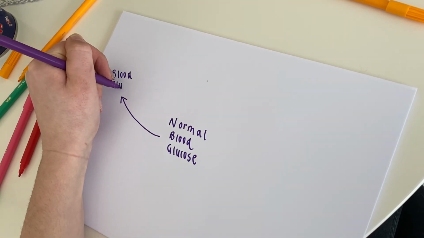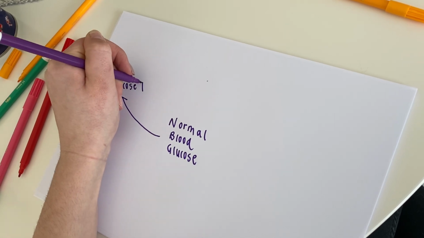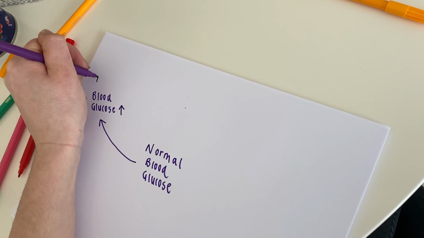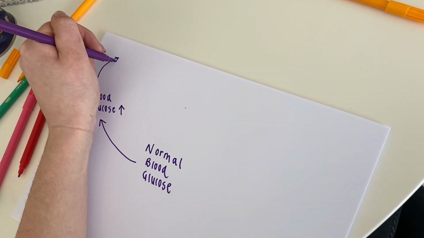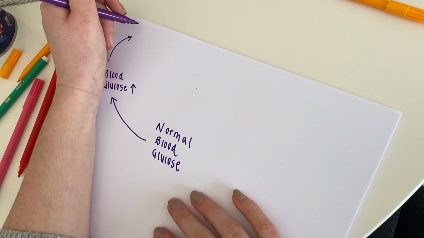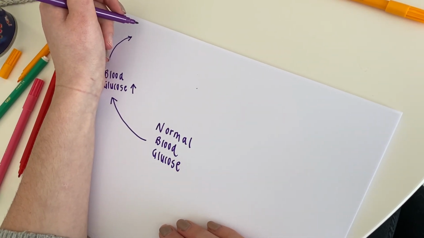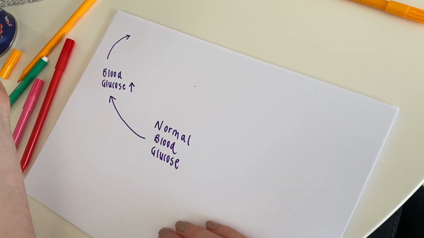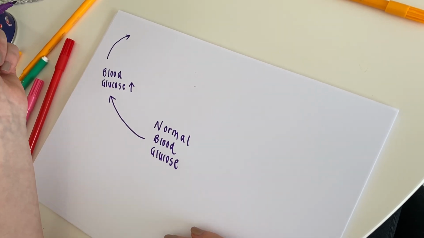Now, what is important, and this is very, very common in a mark scheme answer, is that you remember that the body is constantly monitoring this. So it's not just, you eat something and then the body decides, oh, we must check if the blood glucose levels have changed. The body constantly monitors this.